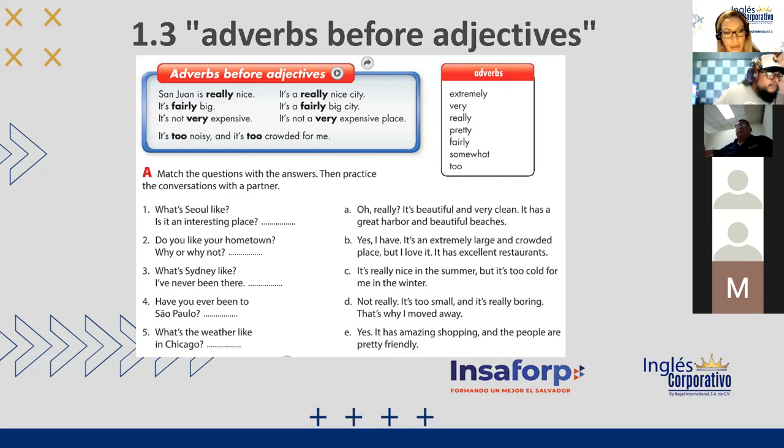Okay, let's check. So number one, we said is letter E. Number two, do you like your hometown? Why or why not? We say letter D. Not really, it's too small and it's really boring. That's why I moved away. Number three, what's Sydney like? I have never been there.